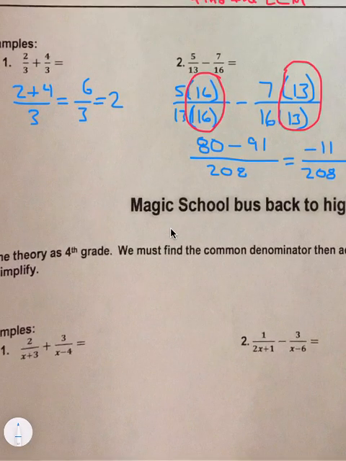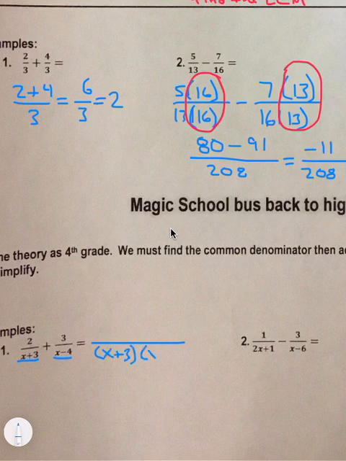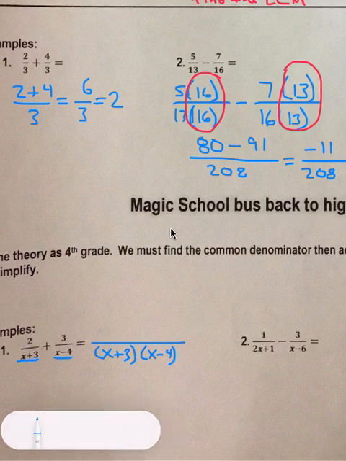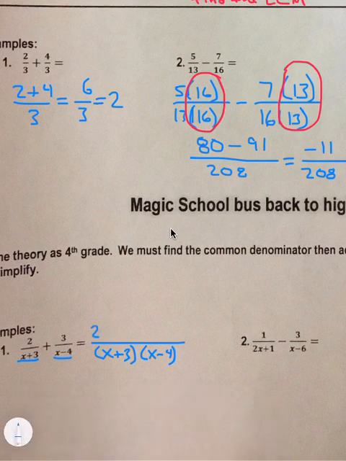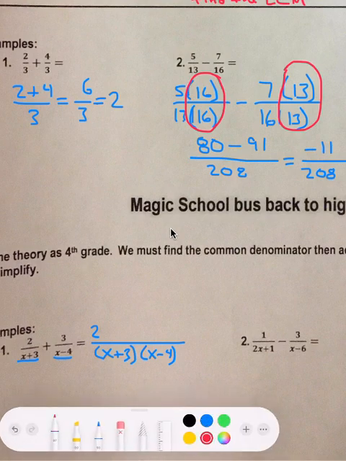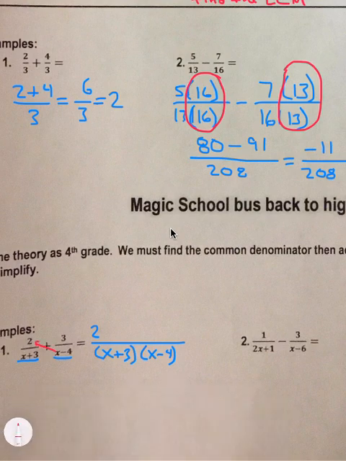So if you look at number 1, 2 over x plus 3 minus 3 over x minus 4. If we think about it, that means our common denominator is going to be this times this, because they aren't the same. So that's x plus 3 times x minus 4. If you ask yourself the question, what do I need to multiply the 2 by? What was it missing? It's missing the x minus 4. So I have 2 times x minus 4.